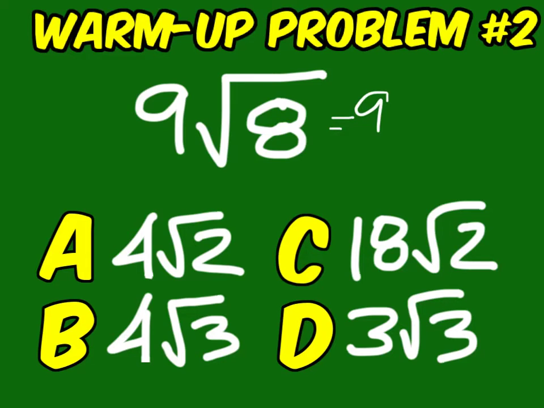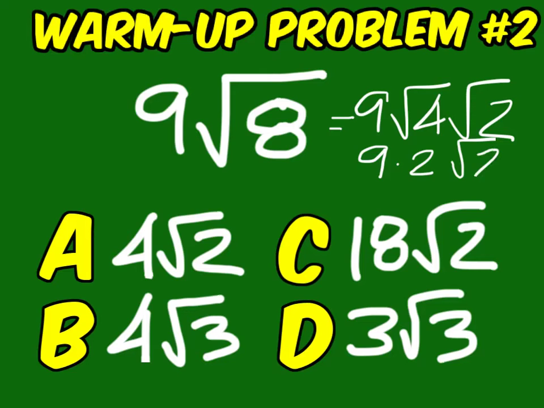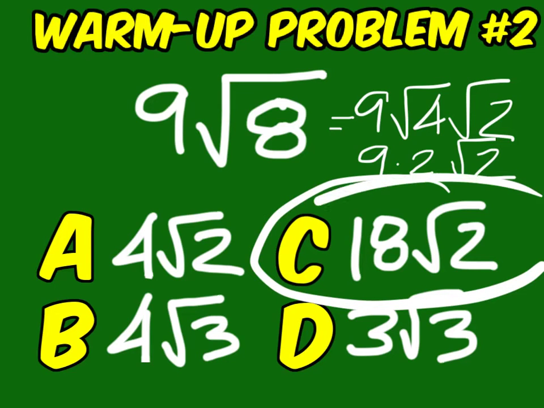On this one, it breaks up as square root of 4, square root of 2. So you'll have 9 times 2, square root of 2, which is C.